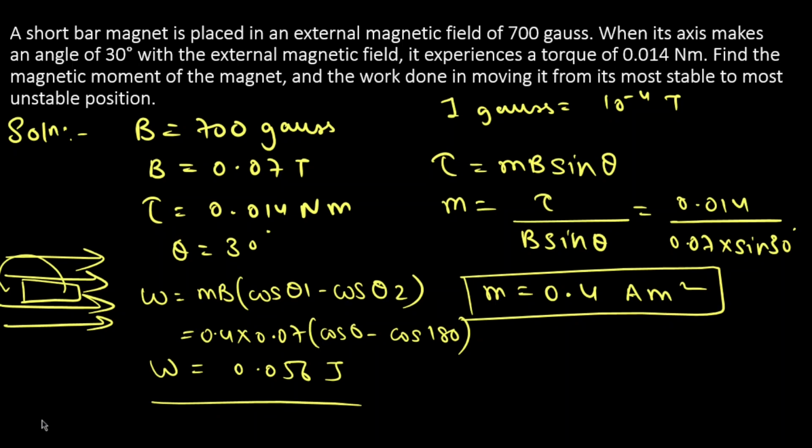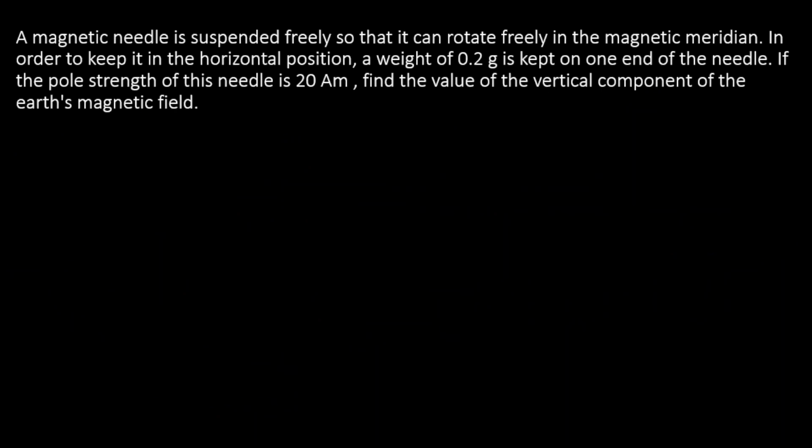Let's look at the next sum. A magnetic needle is suspended freely so that it can rotate freely in the magnetic meridian. In order to keep it in the horizontal position, a weight of 0.2 gram is kept at one end of the needle. If the pole strength of this needle is 20 ampere meter, find the value of the vertical component of the Earth's magnetic field. So solution.